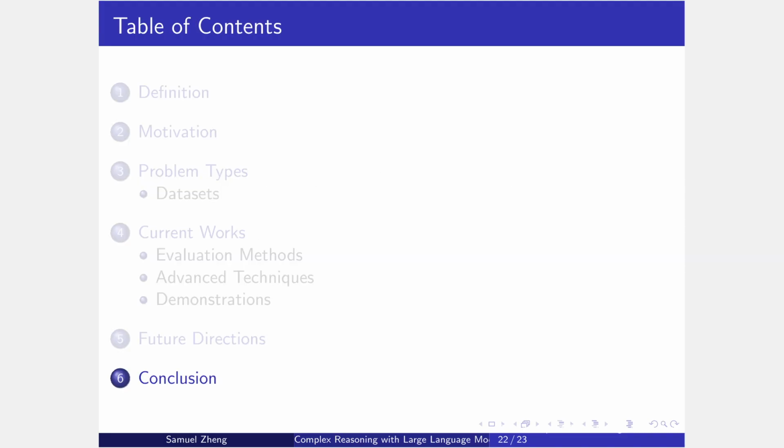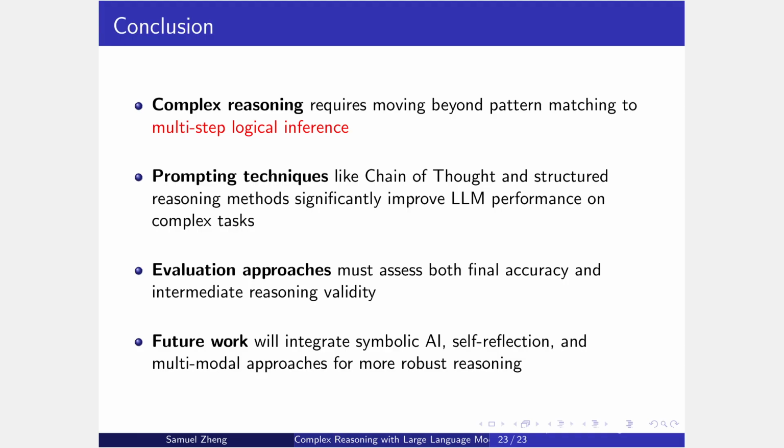So, in conclusion, I'd like to go over the key takeaways from today's presentation. Complex reasoning represents a fundamental challenge that requires moving beyond pattern matching to multi-step logical inference. The prompting techniques we discussed, particularly chain of thought and structured reasoning methods, have shown significant improvement in large language model performance on complex tasks.